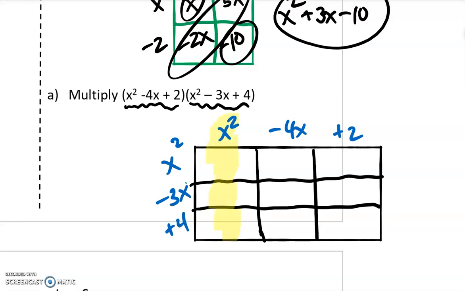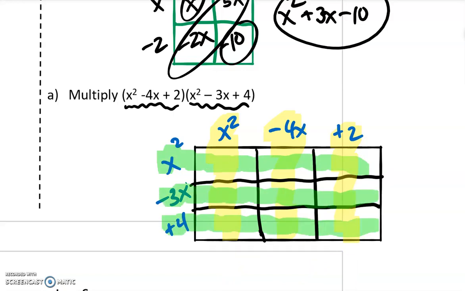So we're going to multiply, let me kind of color code these. Okay, we're set and ready to go. So this first space right here will be x squared times x squared, which is x to the 4th power. Secondly here, I'm just going to go straight across, left to right. X squared times negative 4x is negative 4x cubed. And finally, 2 times x squared is 2x squared.